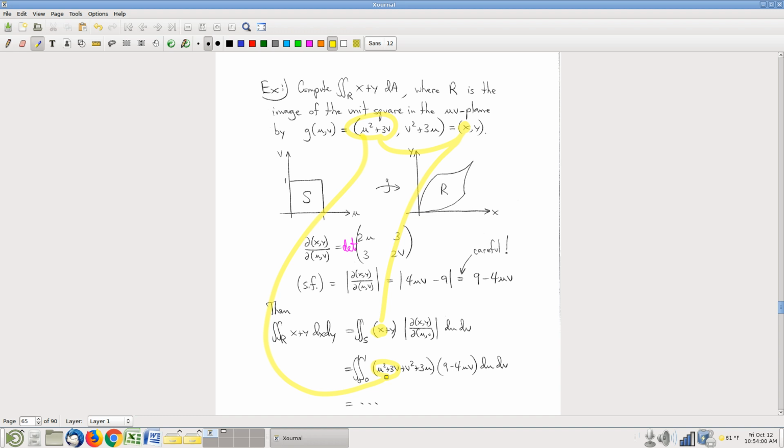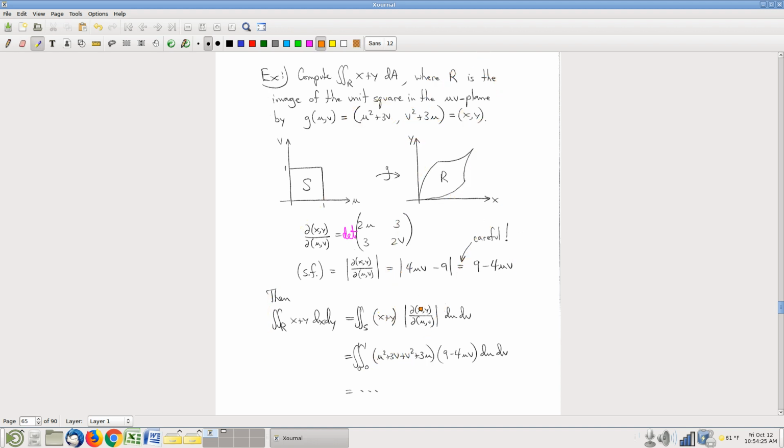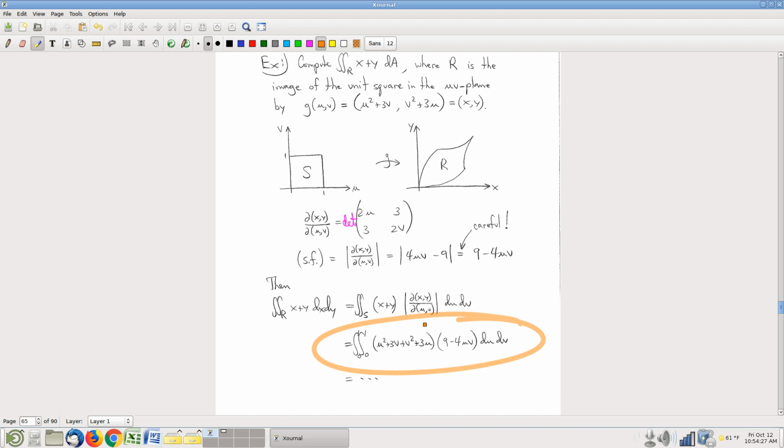Reading it straight off the change of variables function. Likewise, this y right there, well, y is v squared plus 3u. Everybody see that? Okay. Now everything's in terms of u's and v's, and you're off to the races.